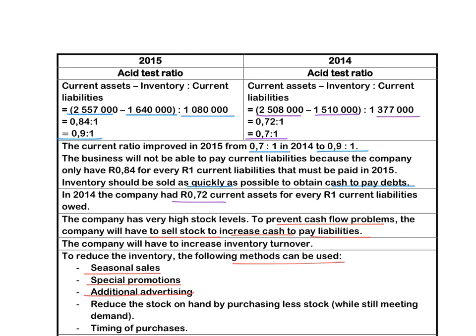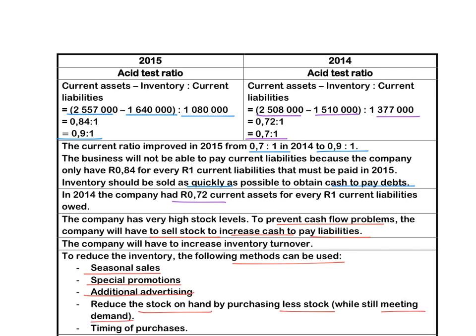We can also reduce the stock on hand by purchasing less stock. So if we see that we have a lot of stock, we can stop buying stock to reduce our stock, but we must make sure that we have enough stock on hand in every different type of product that we sell, so that we will meet the demand of the public.